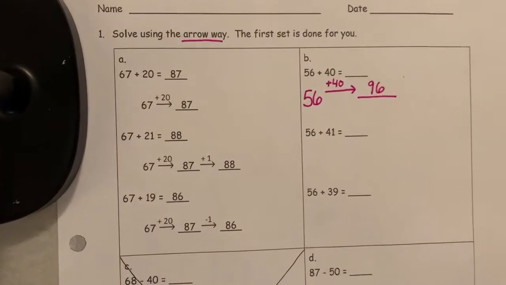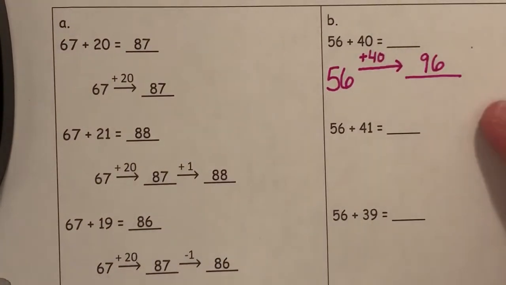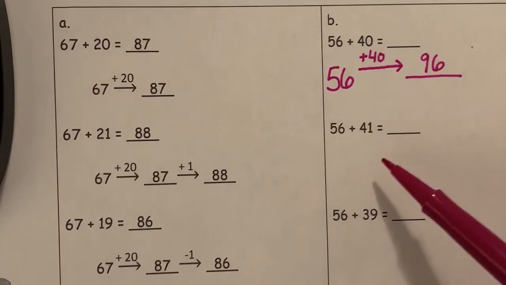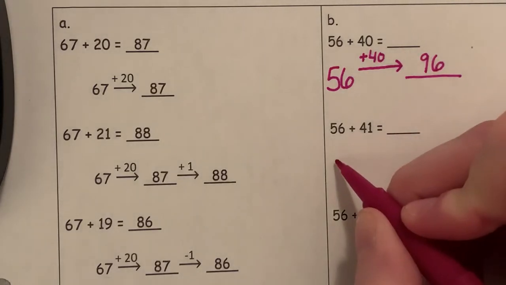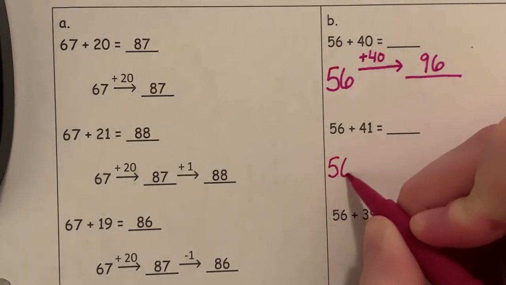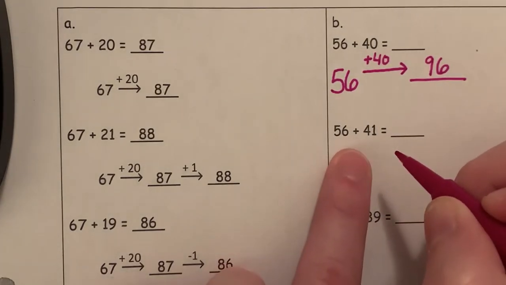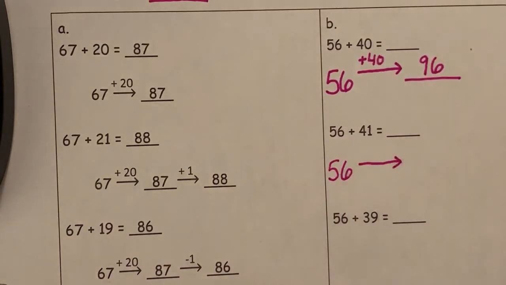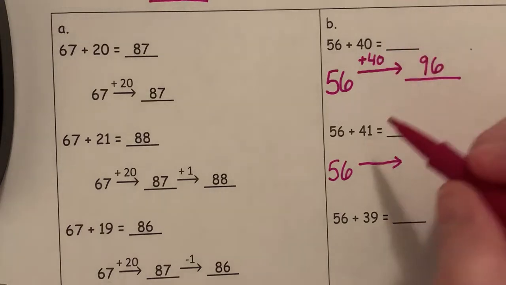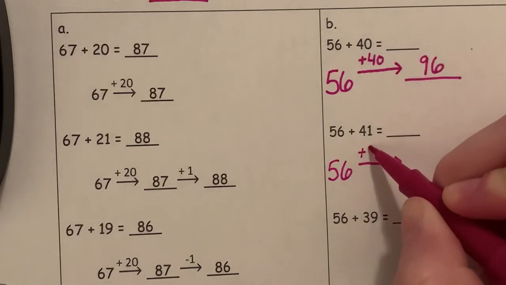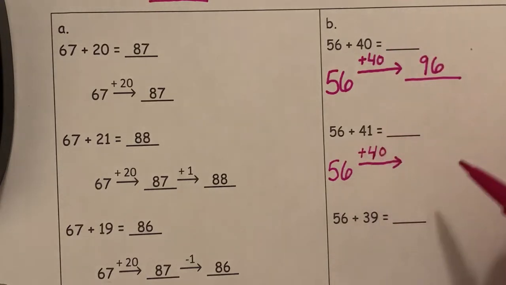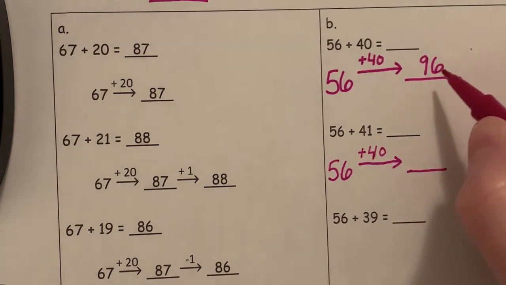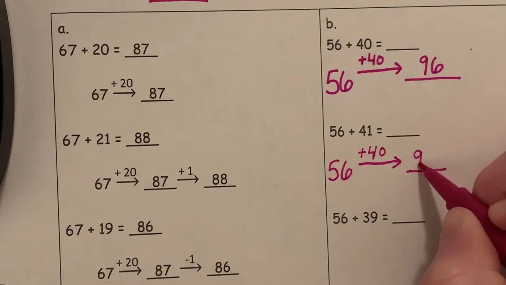All right, so now let's focus on our next one. So we have 56 plus 41. So this time we're going to do 56, and then again we're adding. So we're going to do like what we did up here. We're going to add 40 first, so plus 40. So we know that's going to give us the same answer as here. So we're going to have 96.